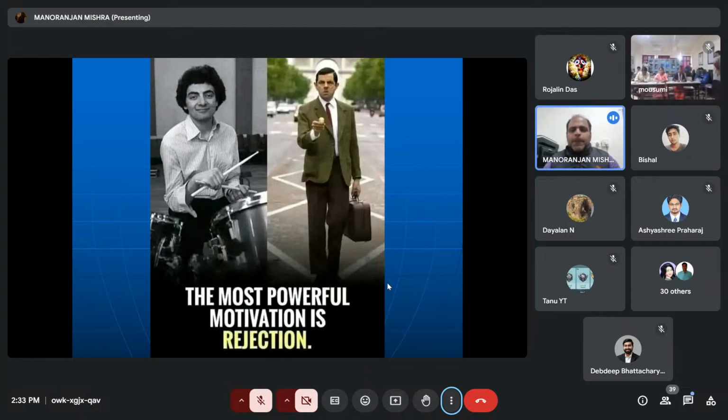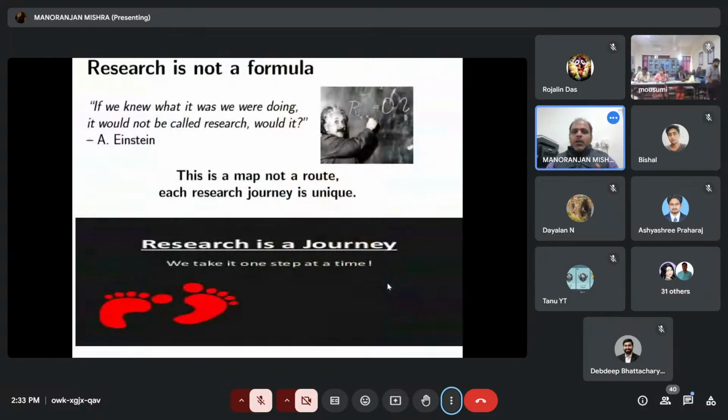Second, to move on, the most powerful motivation is rejection in research. The more your publications or your methodology techniques are rejected, the more you can bounce back and have more findings in the coming days. As I have already told, research is not a formula, it is a journey, so we have to take one step at a time.